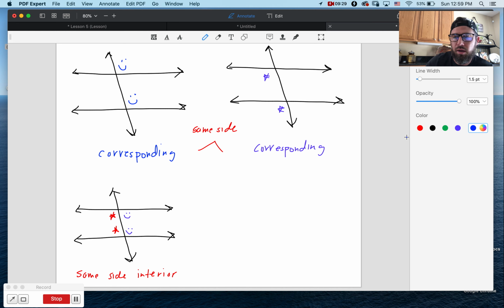Now we've got two more we need to go over, and then we'll have our notes and we can do a couple practice problems and be done. So I got that guy there.